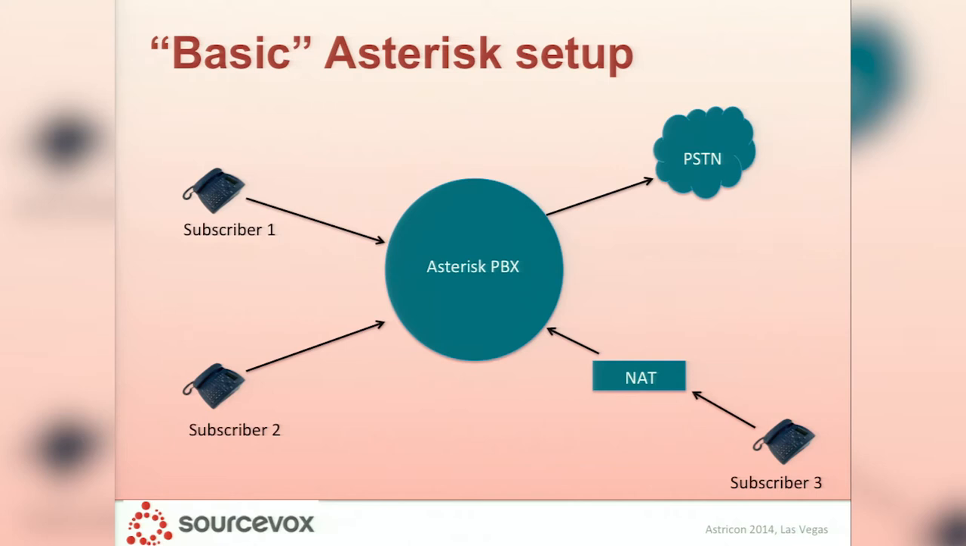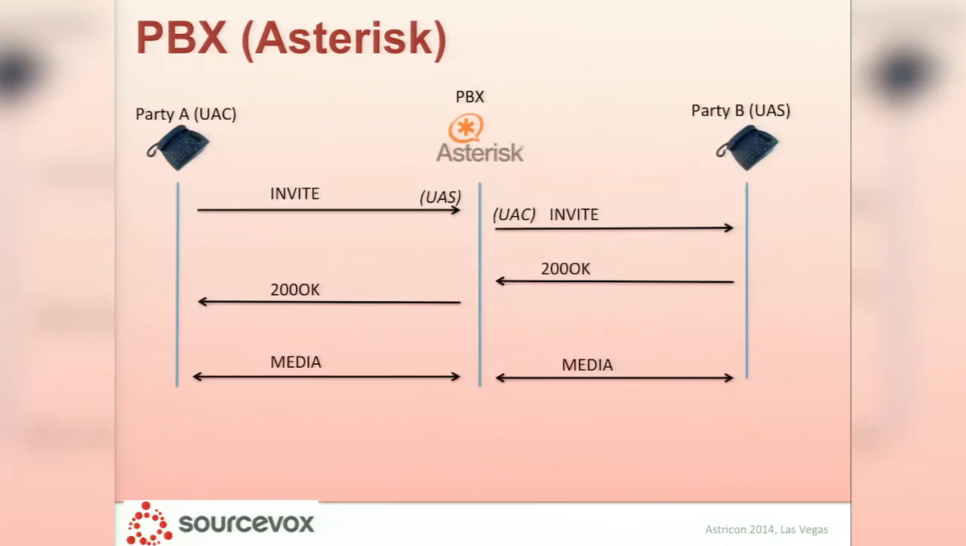And this is how a call would look between two of the handsets. Party A would like to call Party B, and what happens is you get an INVITE into Asterisk. Asterisk acts as a UAS at this point, and then it also acts as a UAC, so it initiates a new call out to Party B. Party B answers the call, Party A obviously gets the answer as well, and then what you have is essentially two calls. You have a call between Party A and Asterisk, and a call between Asterisk and Party B. You also have media flowing between Party A and Asterisk and Party B. So Asterisk is sat firmly in the middle, proxying all the media, and also proxying all the SIP.